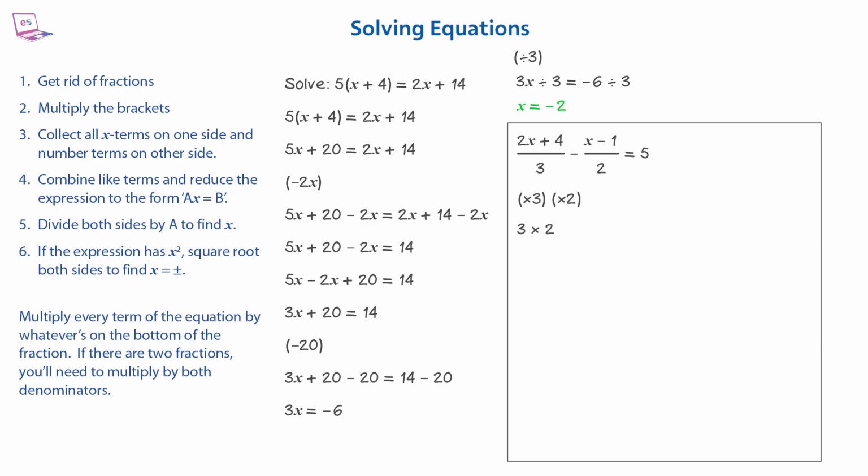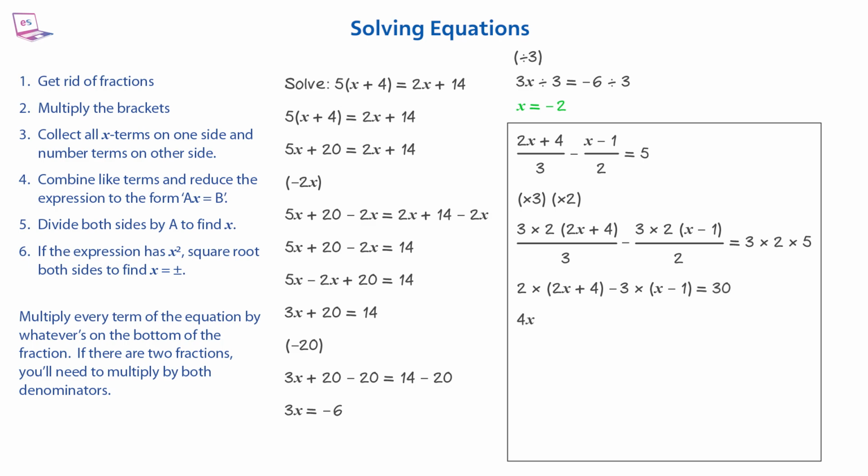3 times 2 times 2x plus 4 over 3, minus 3 times 2 times x, minus 1 over 2 equals 3 times 2 times 5. By cancelling the common numbers in the numerator and denominator, we get 2 times 2x plus 4, minus 3 times x, minus 1 equals 30. Next, let's multiply the brackets. We get 4x plus 8, minus 3x plus 3 equals 30.